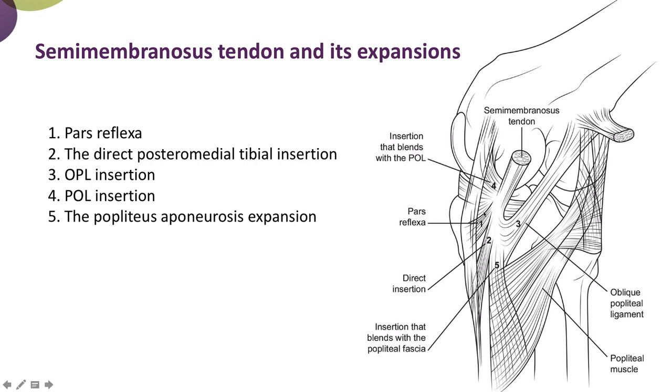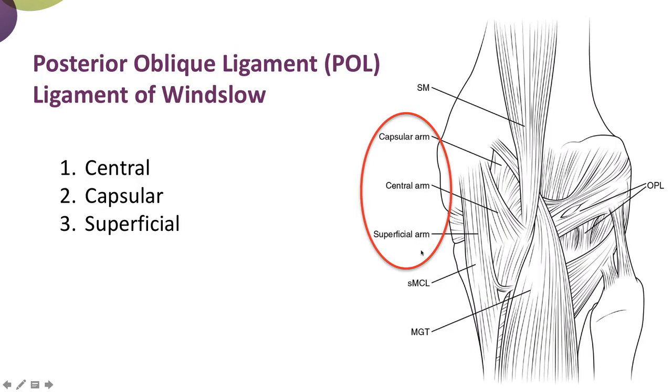Here are the five different arms. They're just labelled around here. The pars reflexa is the anterior arm. The direct posteromedial tibial insertion is the primary attachment of semimembranosus. The OPL insertion reinforces the posterior capsule. The POL insertion is the capsular arm, and the popliteal aponeurosis expansion is the inferior arm. There's a better picture that shows all this together in a minute.